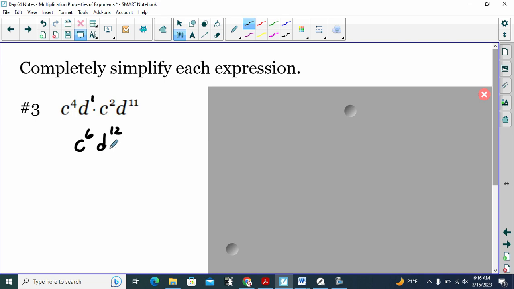These two do not have the same base, so I cannot add the 6 and the 12. I just leave it as c to the 6th, d to the 12th. The base of the exponent is not the same.